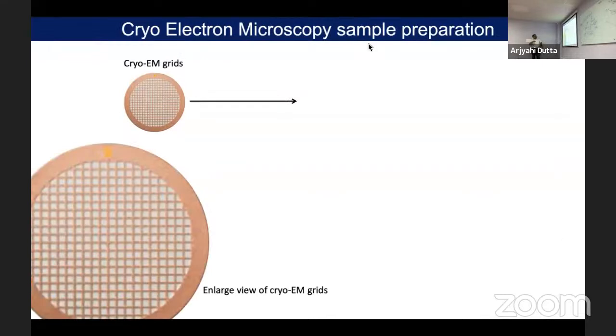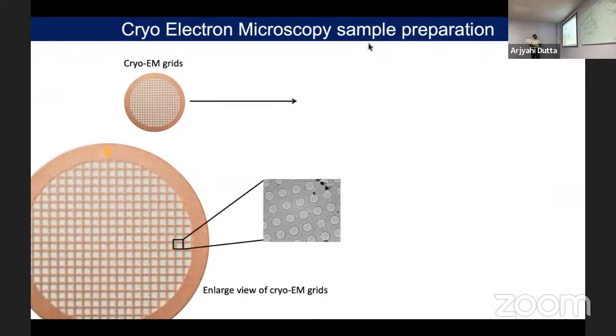Those are measured. So now you can see the cryo-EM sample preparation. You have a cryo-EM grid, and this is the enlarged view. As I mentioned, in cryo-EM, with the same carbon-coated grid, you can see that hole.